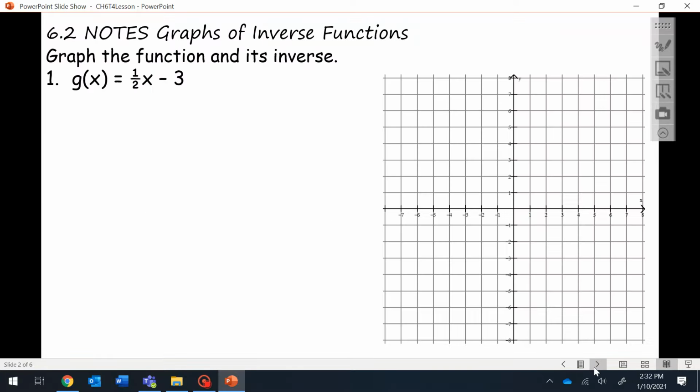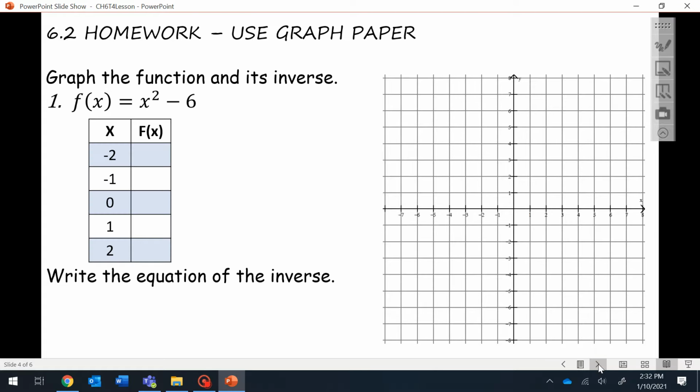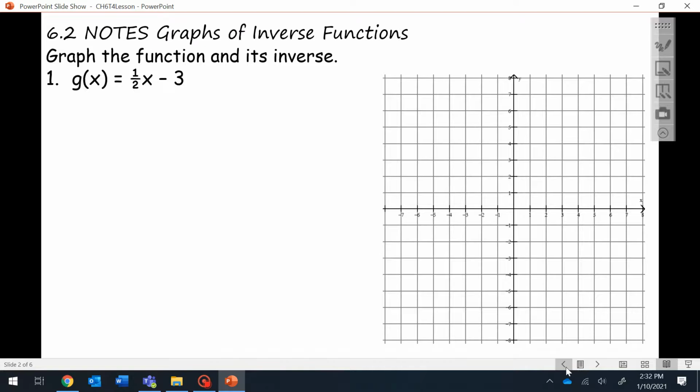One second. Okay, I think those are the same ones. We're just also graphing. Okay.